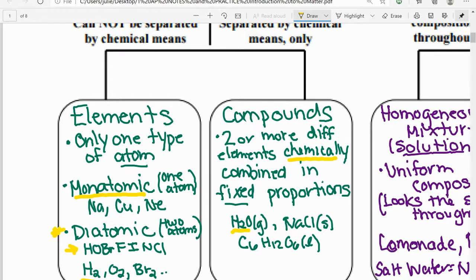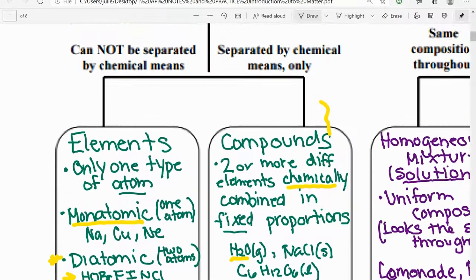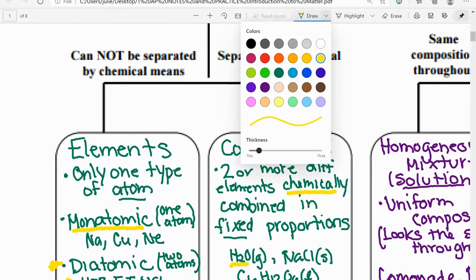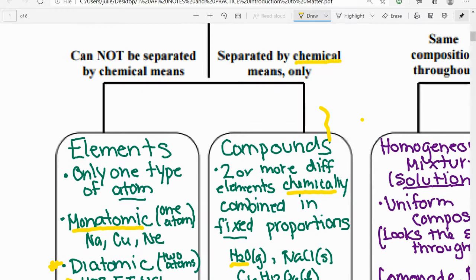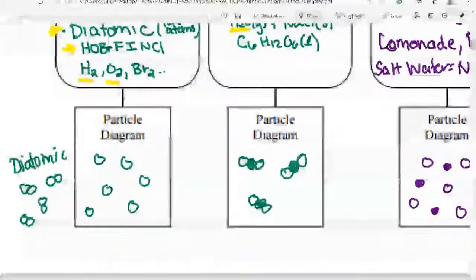One other little thing with this, and it kind of shows up right above it, is that compounds can be separated by chemical means, while elements cannot. So that's one difference between elements and compounds. Even though they're both substances, compounds are the only one of those 2 that can be separated chemically.